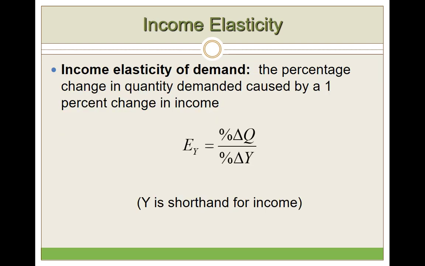And income elasticity. This is where we talk about whether the good is normal or inferior or superior. Elasticity with respect to income for a product is basically changing quantity demanded over changing income. So it measures by how much the quantity demanded changes when the income changes by 1 percentage point.